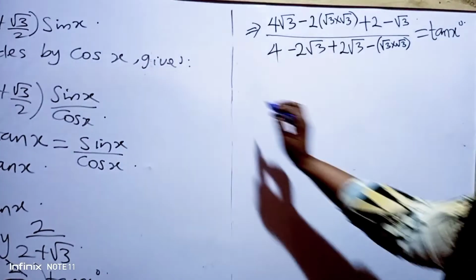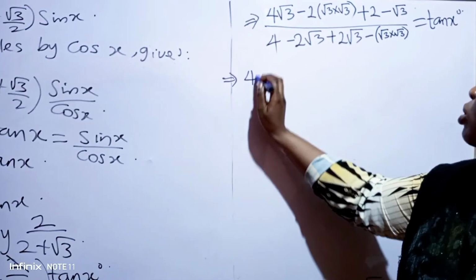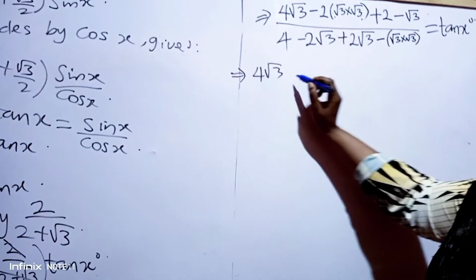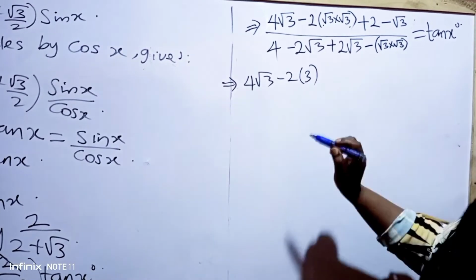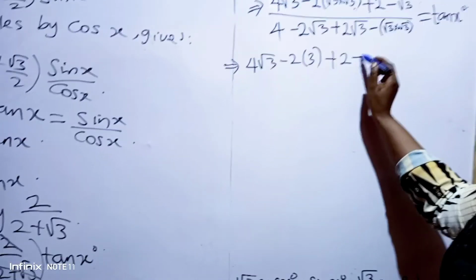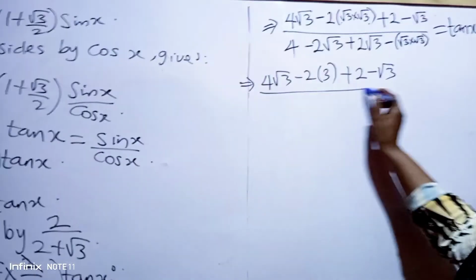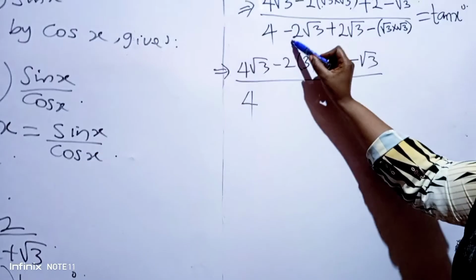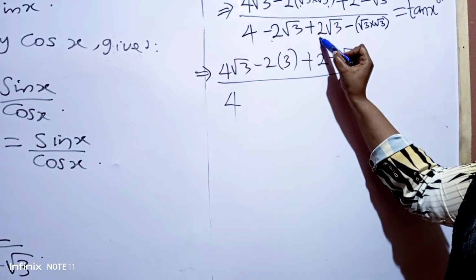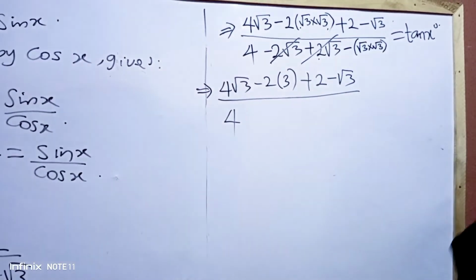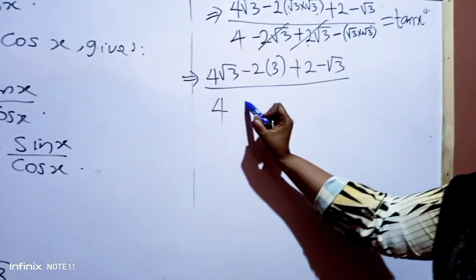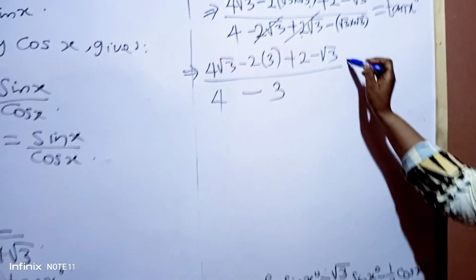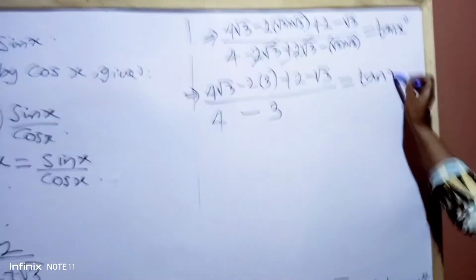So from here, we can now say that we have 4√3, then minus 2, so √3 multiplied by √3 is going to give me 3, then plus 2, then minus √3, everything over 4 minus 3. If you look at this one very well, you can see that we have minus 2√3 and plus 2√3. If we add them together, it's going to give us 0. So minus √3 multiplied by √3 is going to give me 3. So everything is equal to tan x.